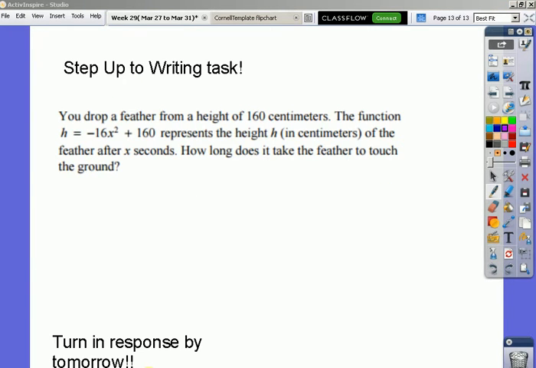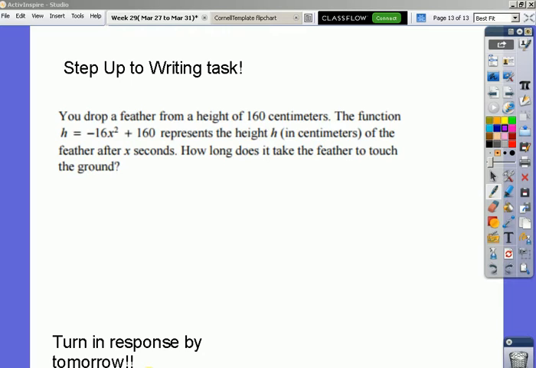This problem says you drop a feather from a height of 160 centimeters. The function h equals negative 16x squared plus 160 represents the height, h in centimeters, of the feather after x seconds. How long does it take the feather to touch the ground? So this was very similar to a quiz question.